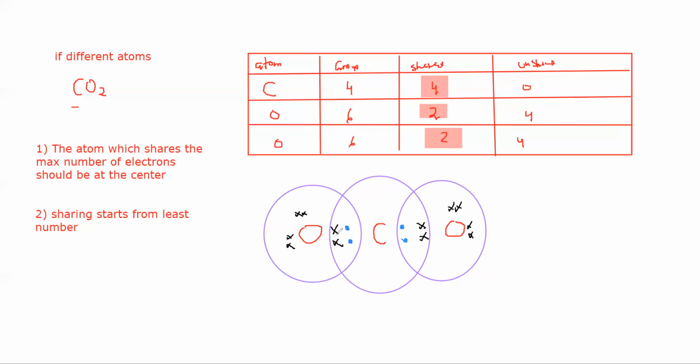And each electron pair is represented by a line. So there are 2 pairs, so there will be 2 lines. So this is the covalent structure of carbon dioxide, in which each oxygen shares 2, and carbon shares 4. But from one side, carbon is sharing 2 electrons. Is it clear, this example of carbon dioxide?